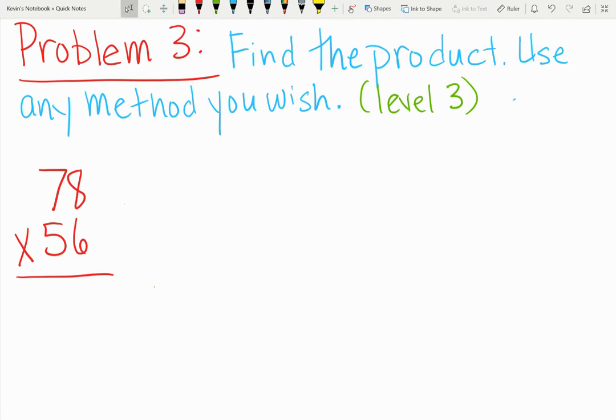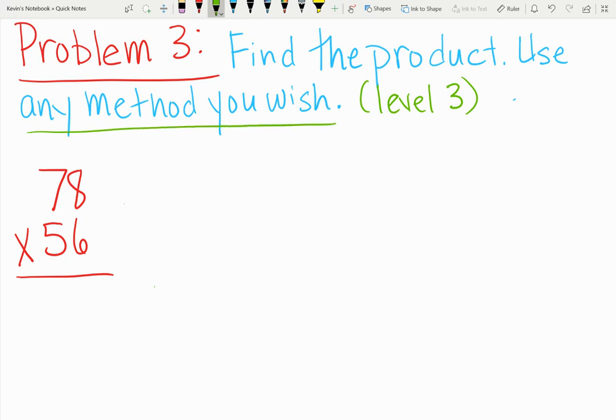Welcome back. Problem number 3. Find the product. Use any method you wish. For problem 3, I'll do the regrouping method, or the total head method, and then for problem 4, I'll do the area model, so you guys kind of see both. But again, it tells you, find the product, use any method you wish. If I'm doing regrouping for problem 3 and you prefer the area model, you can do that and vice versa. It's really your choice.